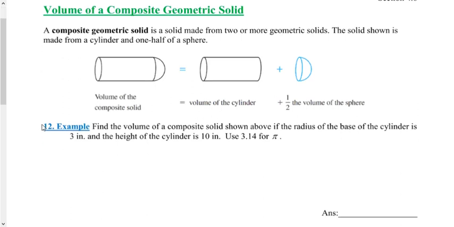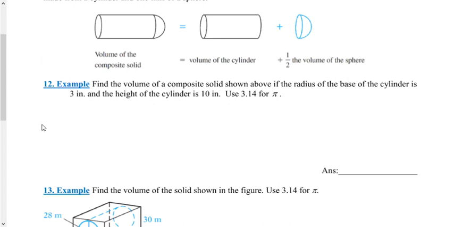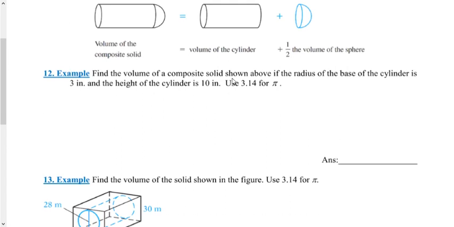So now let's actually look at an example kind of like that. Find the volume of a composite solid shown above. So that's this. If the radius of the base of the cylinder is 3 inches, so that means that if the radius, so from this part right here, that to there, we'll call that 3 inches. And the height of the cylinder is 10 inches.